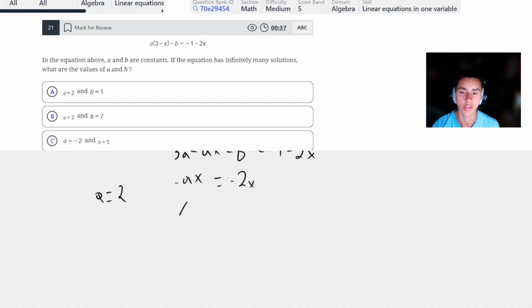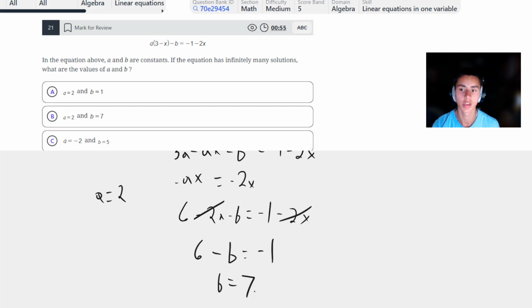Let's plug it back into the equation. 6 minus 2x minus b equals negative 1 minus 2x. Negative 2x cancels out. We're left with 6 minus b equals negative 1. We can add b to the other side, add 1 to the other side. b equals 7. So 2 is a, b is 7.